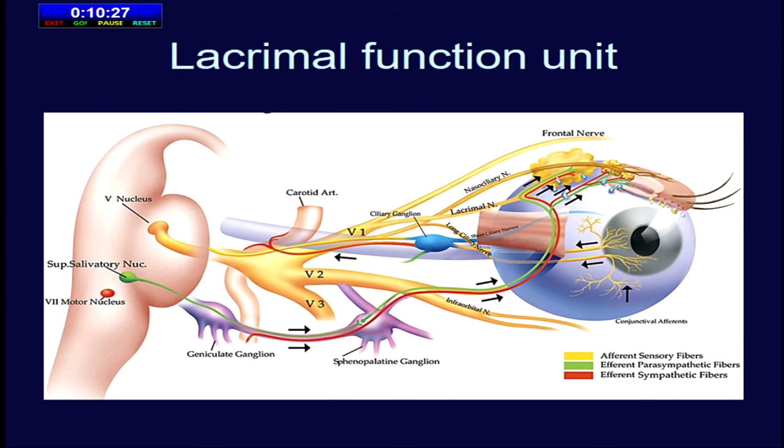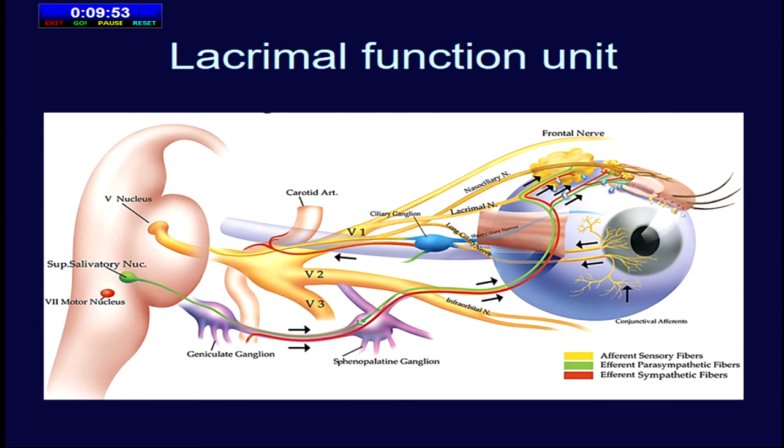It's a bit scary, but we should understand that it is the ophthalmic division of the trigeminal nerve carrying impulses from the ocular surface, and it goes to the midbrain. Then the efferent pathway is from the superior salivatory nucleus, which exits through the geniculate ganglion and sphenopalatine ganglion and reaches the ocular surface. So the amount of afferent impulses actually determines the amount of efferent impulses. There is a fine, delicate balance between the two, and that can be disturbed in a lot of conditions.